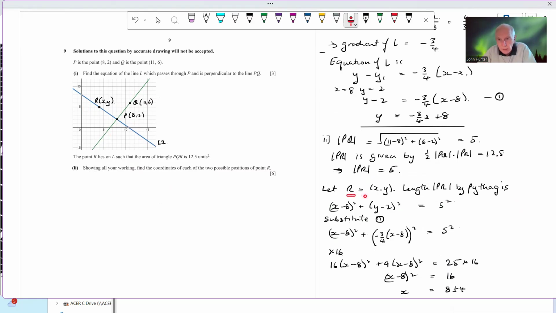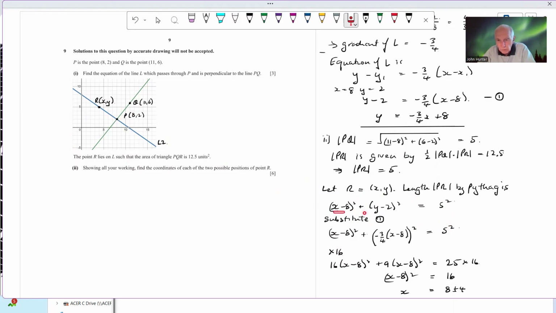So if we let R equal (x, y), that's the coordinates of that point, the general coordinates. And then if we work out this length using Pythagoras, what have we got? We've got x minus 8 all squared plus y minus 2 all squared equals 5 squared.